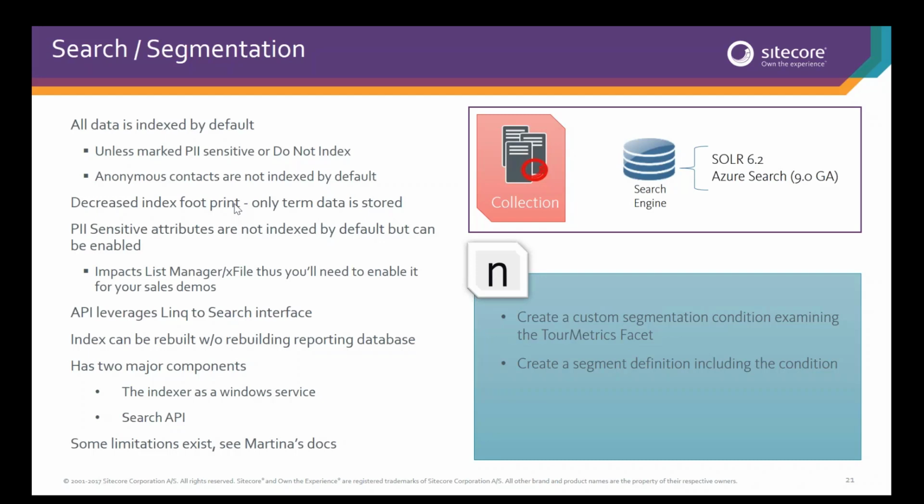All data is indexed by default, so if you add your own custom attributes to the model itself and you deploy that to xConnect, then we will index that data automatically, unless you mark it do not index or you mark it PI sensitive.